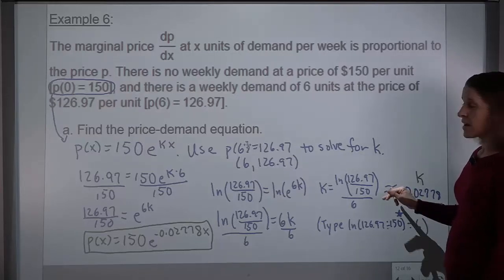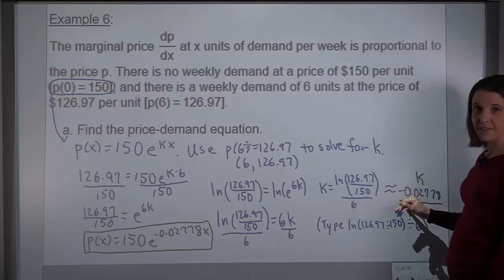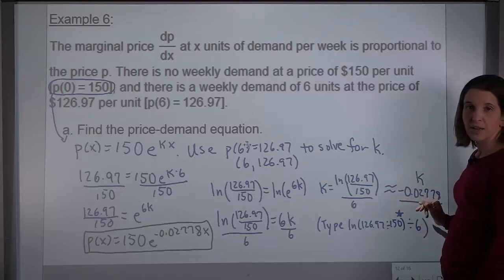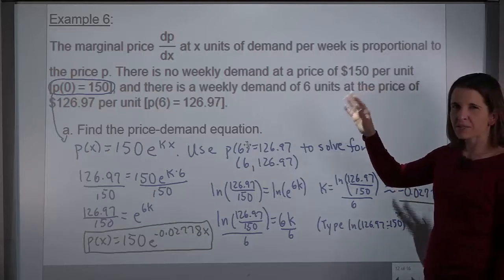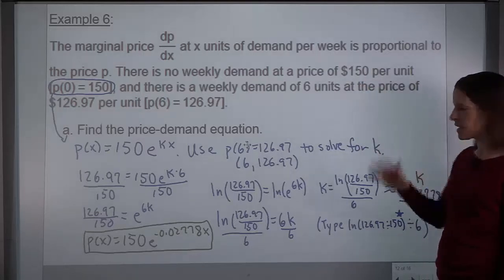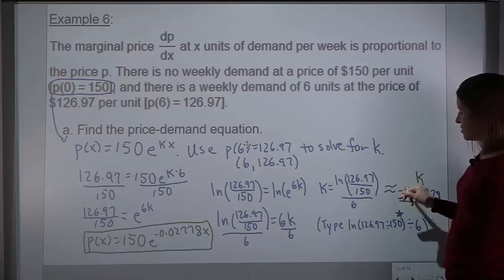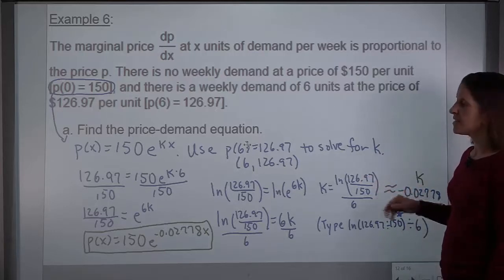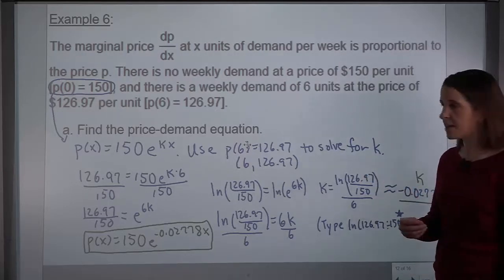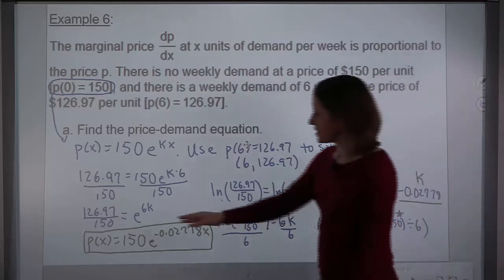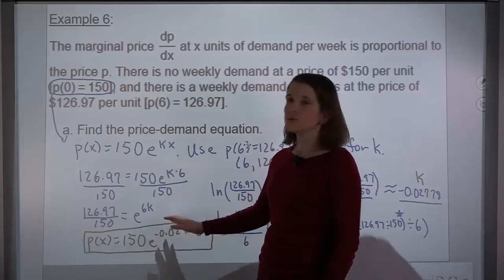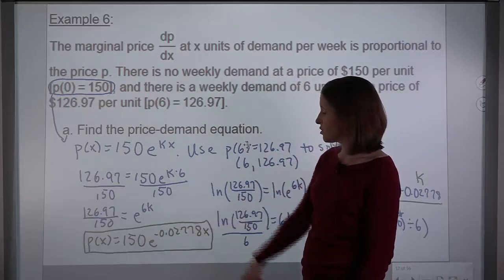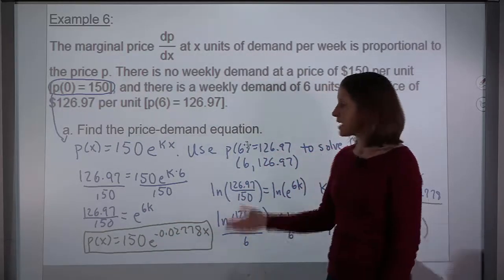Okay? And what I get is negative 0.02778. And so what I've done is, instead of trying to figure out was it going to be increasing or decreasing from the beginning, I just did the work, and so there's my negative sign that I need for the problem. So I just put it all back together now that I know my k, and p of x is 150. We already had that from the beginning. e to the, now I know my k, negative 0.02778 times x.